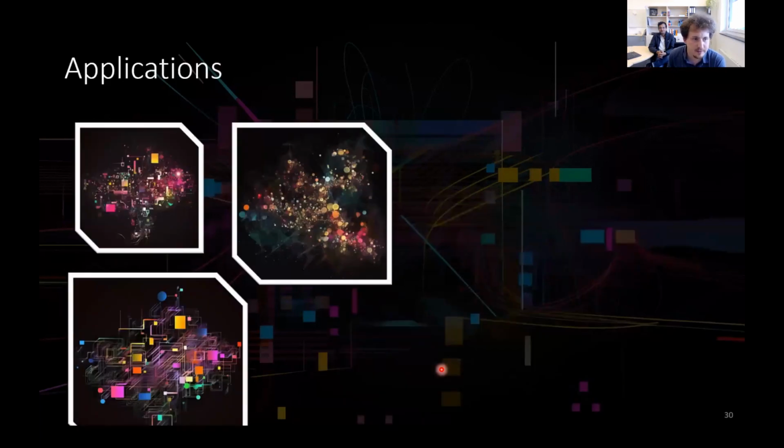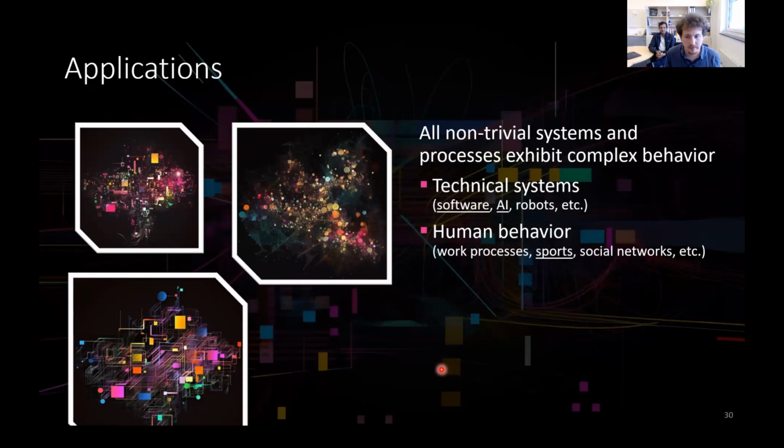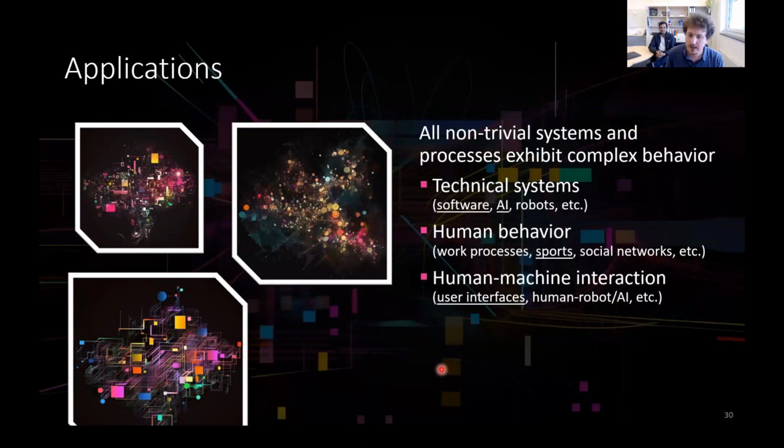Application-wise, we have really covered a diverse set, but they have in common that these are all non-trivial systems that somehow exhibit some complex behavior. And these can be found among technical systems, software systems, AI systems, robots, or human behavior, of course, work processes, sports. We saw an example for this, but you could also study social networks, of course. And then the combination of the 2, which is maybe the most interesting one, human-machine interaction. So any sorts of humans interacting with user interfaces, for instance, studying this through eye tracking. But the next step would be also to move from just AI-based systems to human-AI interaction or human-robot interaction. That would be pretty interesting use cases.